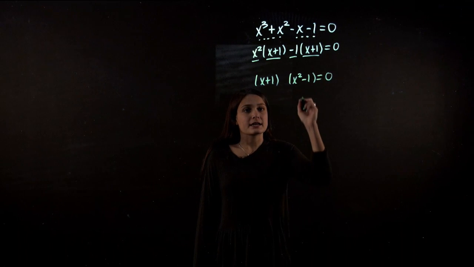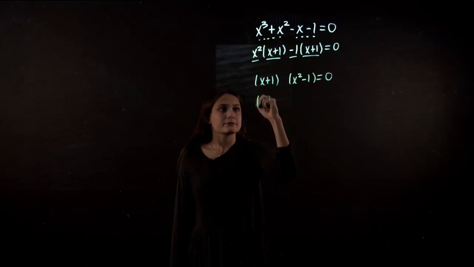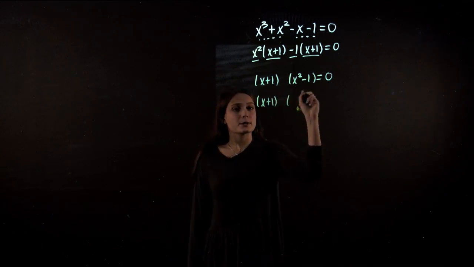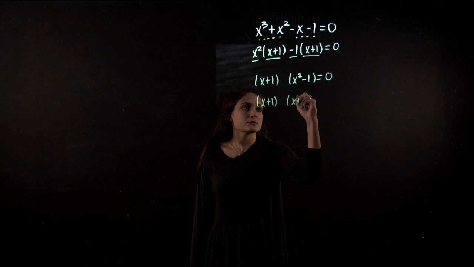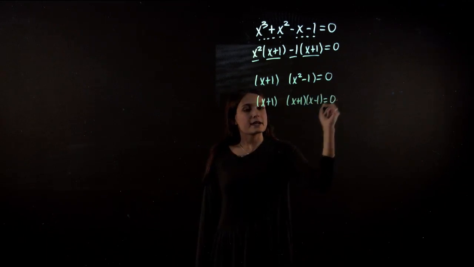But again, I notice that I can factor x squared minus 1 even further. So I'll rewrite this x plus 1 real quick, and then factor x squared minus 1 down to x plus 1, x minus 1, all of that equal to 0.